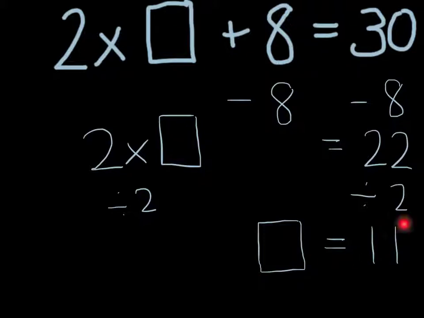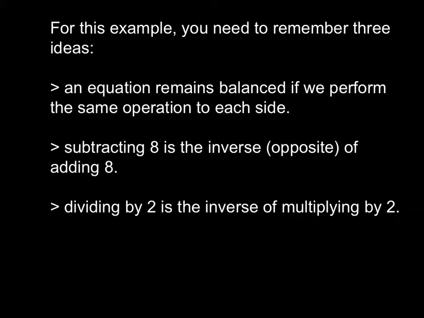For this example, you need to remember 3 ideas. An equation remains balanced if we perform the same operation to each side. For this one, subtracting 8 is the inverse or the opposite of adding 8. Dividing by 2 is the inverse or opposite of multiplying by 2. These 3 ideas allow us to find the unknown in that example.